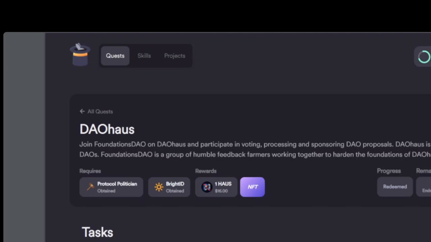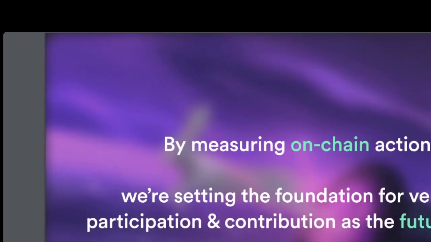And so we would essentially partner with DAO House, and they would want to drive 1,500 unique users to their site to learn about their platform. And so, yeah, by measuring on-chain actions, we're trying to set a foundation for this way to verify contributions and provide more opportunities for people to actually work in DAOs, work in Web3.